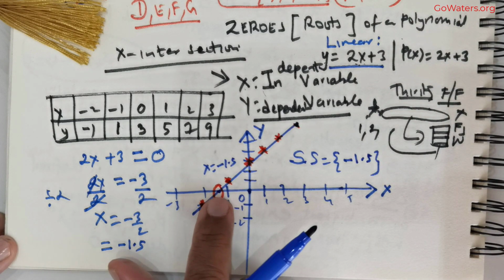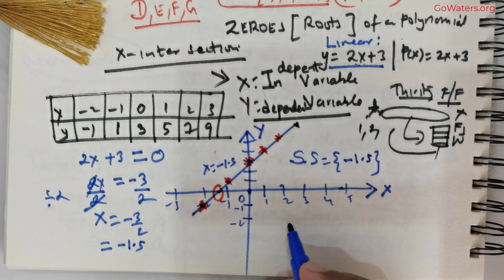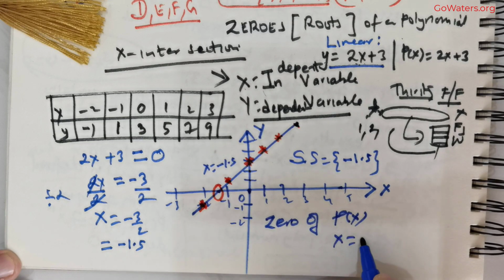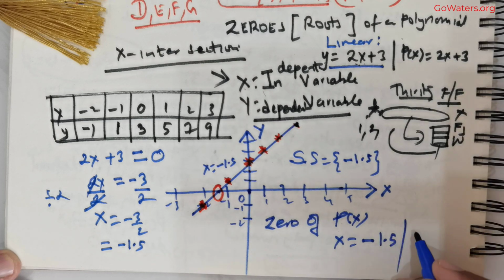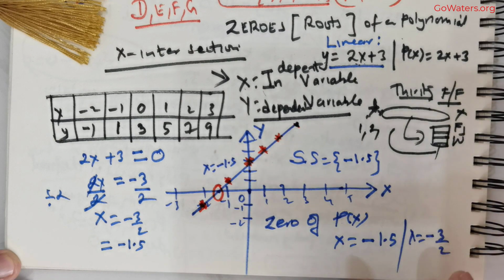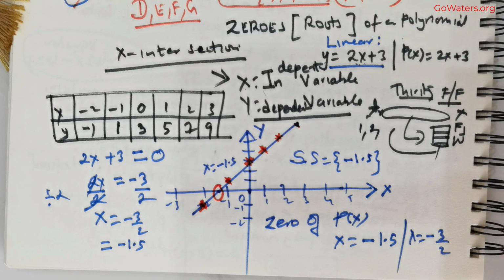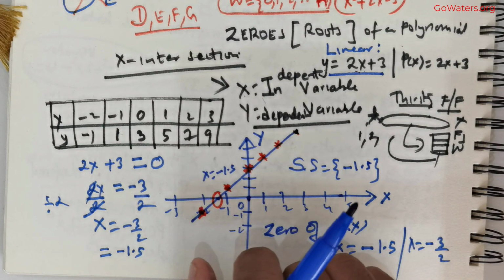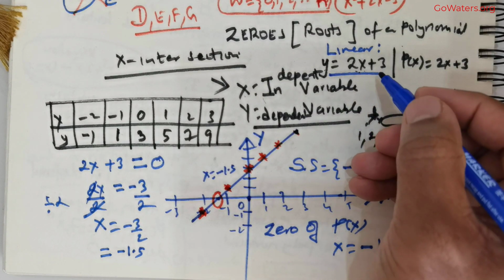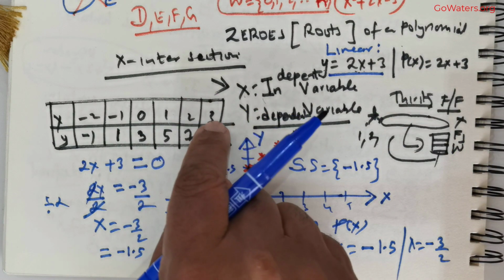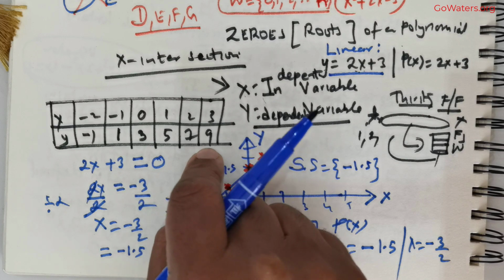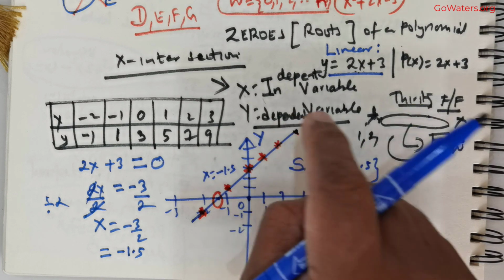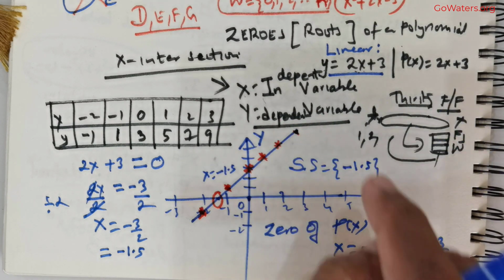So that is the intersection. If they are asking you, what is the 0 of p of x? x is equal to negative 1.5, or you can write x is equal to negative 3 over 2. That is the 0. Just to give you a recap, when we talk about 0, we are talking about the graph's intersection with the x-axis. Now this is actually called a function. Why is it called a function? For every value that x is taking, there is a value produced by y. x is called the independent variable because x is free to take any values, and y is called the dependent variable. So that is another important point.